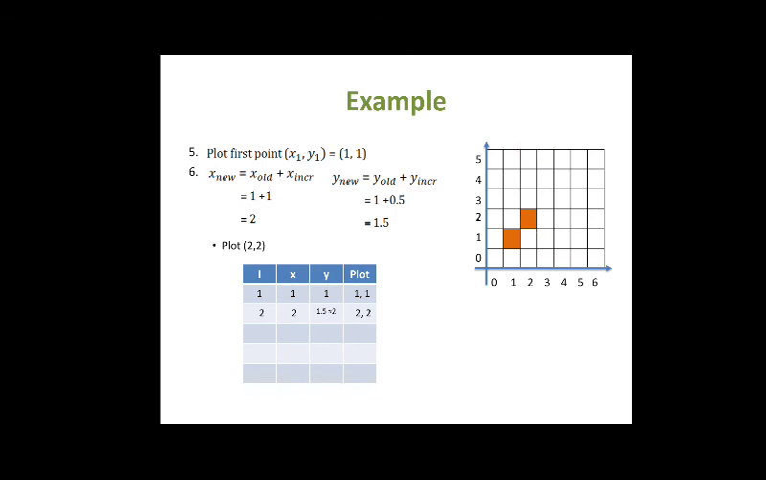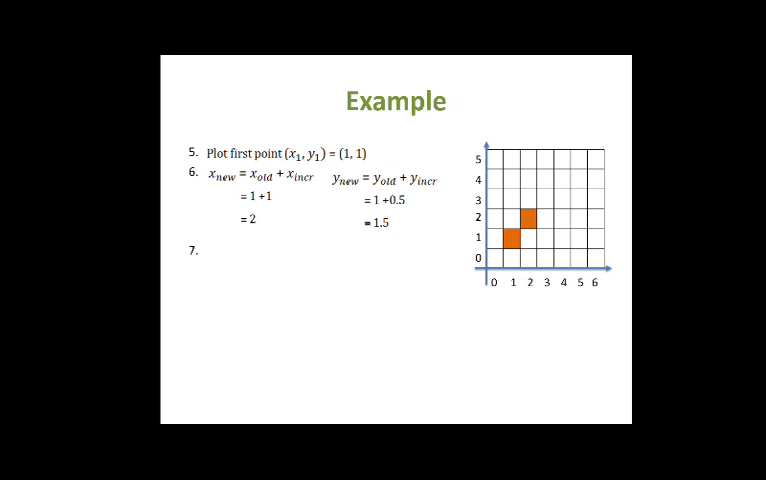We are making this rounding off only for display purposes, but whenever I calculate the next point I will take it as 1.5 only. I am not going to take it as 2. I am making this rounding only for the displaying purpose. Okay, so next, again we calculate the next point.